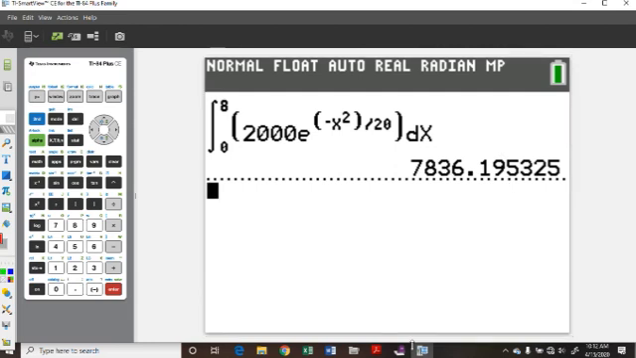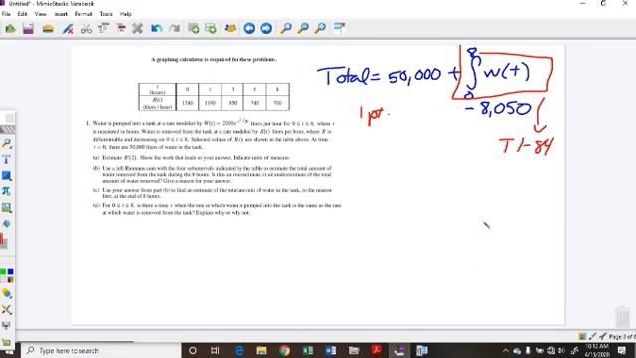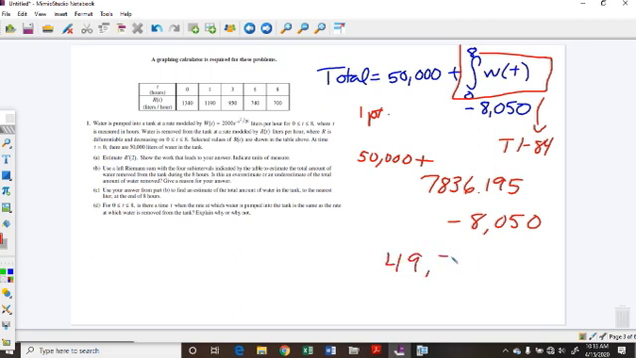And you get 7,836.195, rounded or truncated to 3 decimal places. So then I need to do 50,000 plus that, and I need to subtract 8,050. And when you get the final answer of 49,786 liters, that earns you the second point.